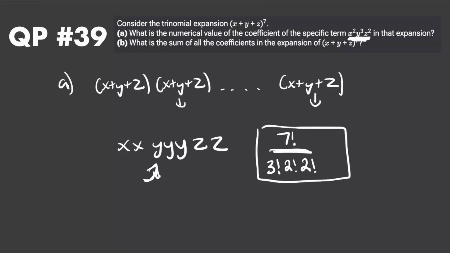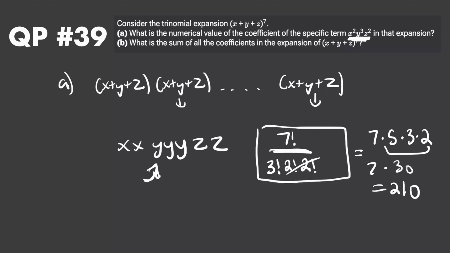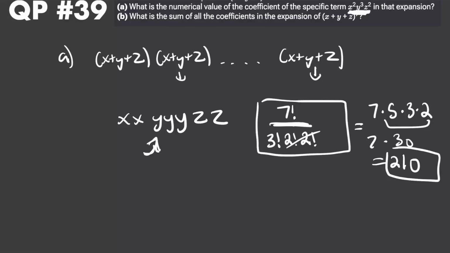What does this actually equal? Well, 3 factorial is 6, so we can cancel out a 6 from the 7 factorial. We're going to have 7 times 5, and then we can cancel out these with the 4, so we're going to have times 3 times 2. So this is equal to 30. 30 times 7 is just 210, so we're going to have a coefficient of 210 on this term in the expansion. Now let's move on to part B.